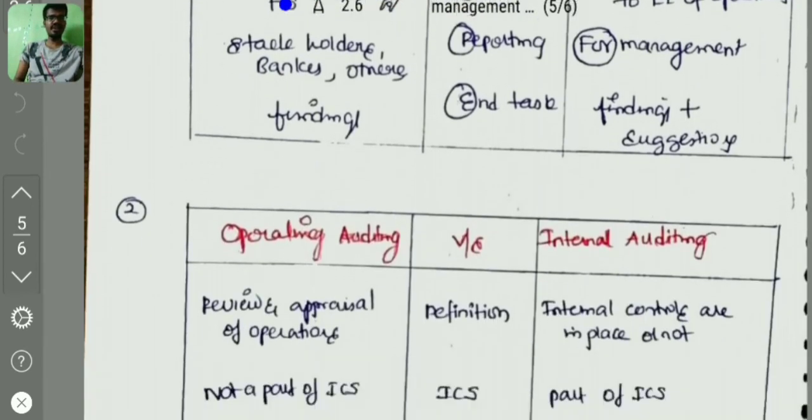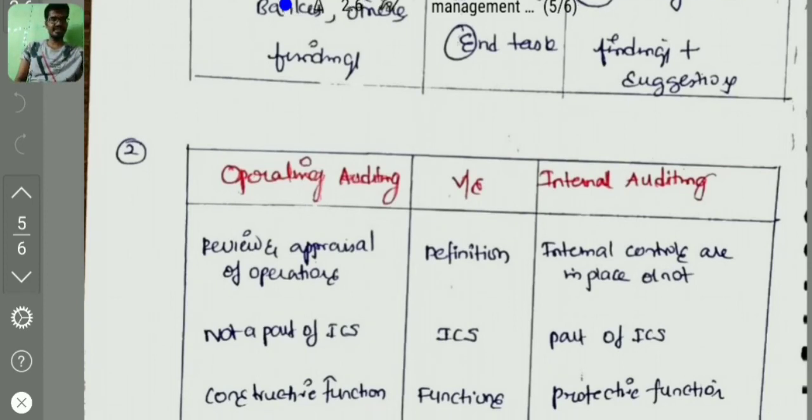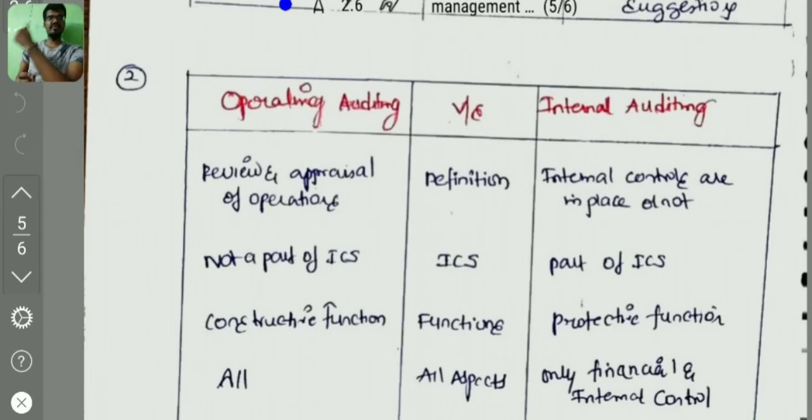Right, and coming to another main difference, operational auditing and internal auditing. Nowadays, these two cannot be differentiated, as both are equal. But there are some differences as given in the book. We'll just discuss the definitions. What is the definition of operational auditing? What is the definition of internal auditing? The definition of operational auditing we already discussed: review and appraisal of every operation in an organization.